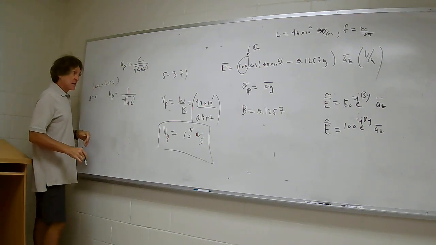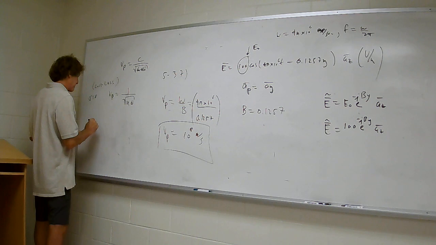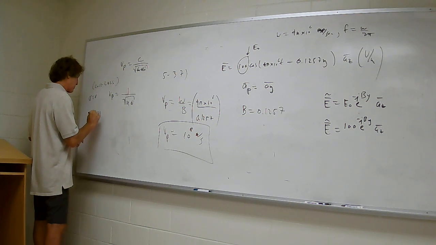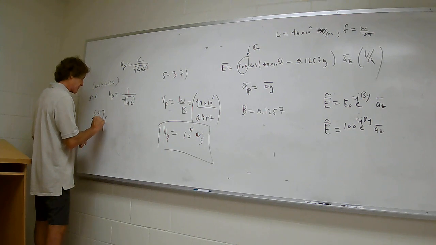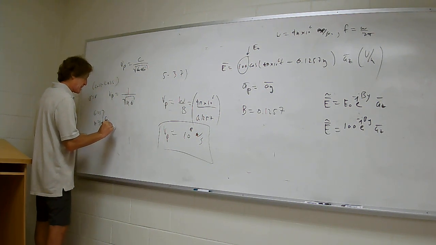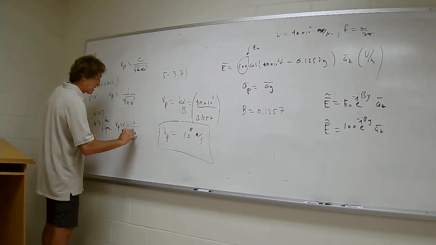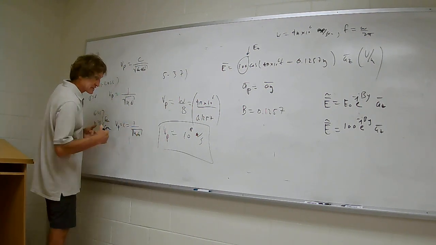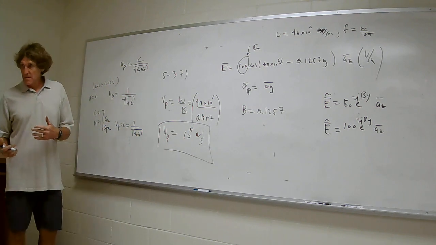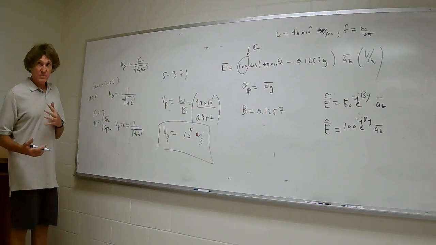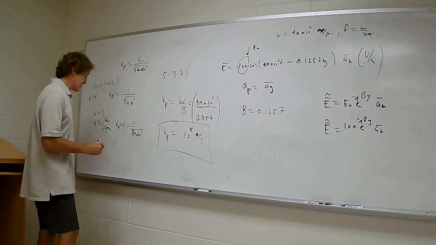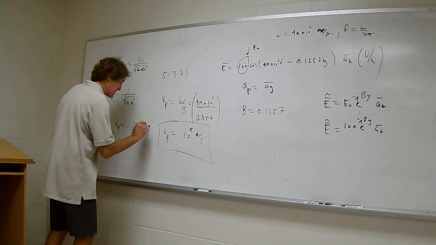Now, if it's free space, if epsilon relative equals 1, mu relative equals 1, and this is a vacuum of free space, then V phase is c, which is 1 over the square root of mu naught epsilon naught. That is c. That's the definition of c. You all with me? Is everybody following me on the speed of light? That is 3 times 10 to the 8 meters per second.